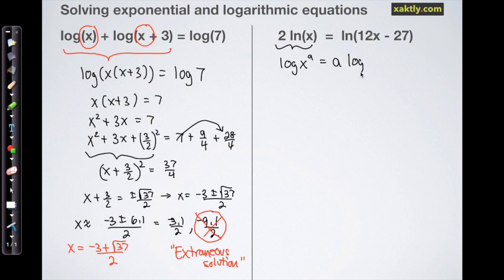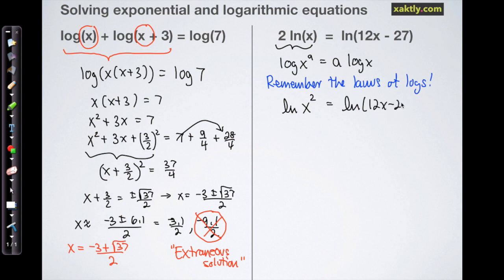And the law that we're interested in is the log of x to the a is equal to a log x. So don't forget these laws of logs. This one allows us to either put a number up into the exponent or take it down, whichever suits us best. So in this case, I'm going to use that to write this as the log of x squared is equal to the log of 12x minus 27.